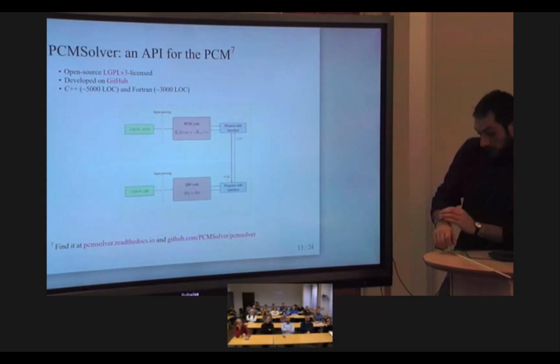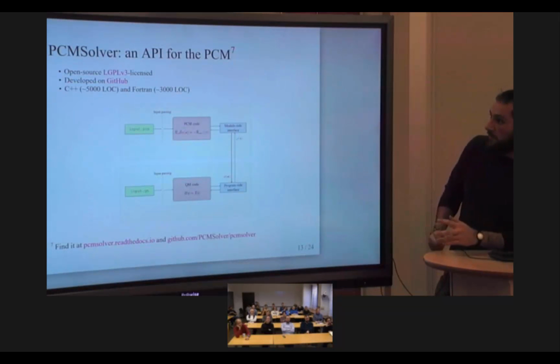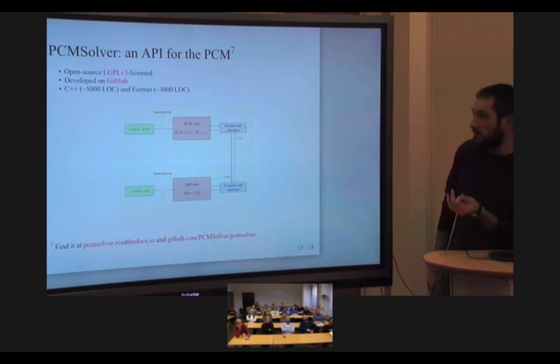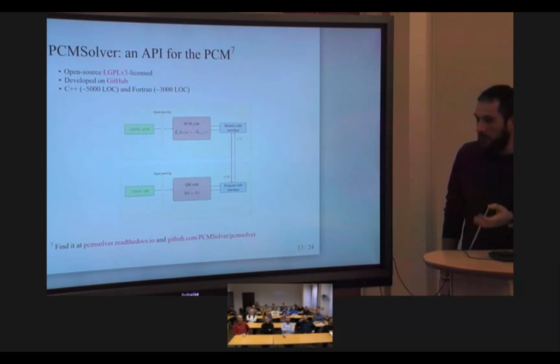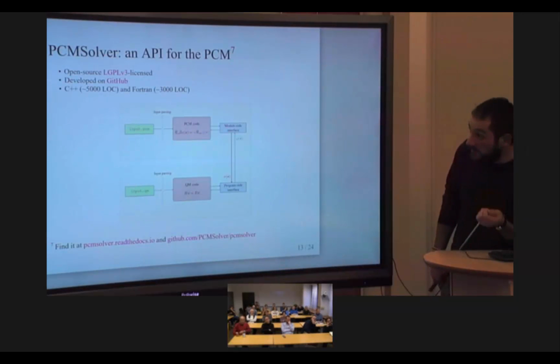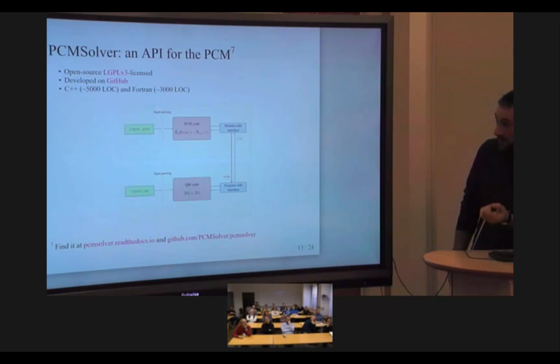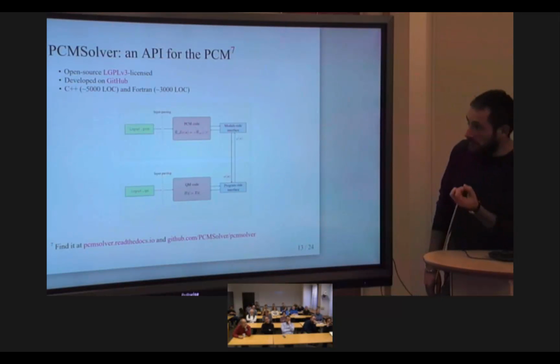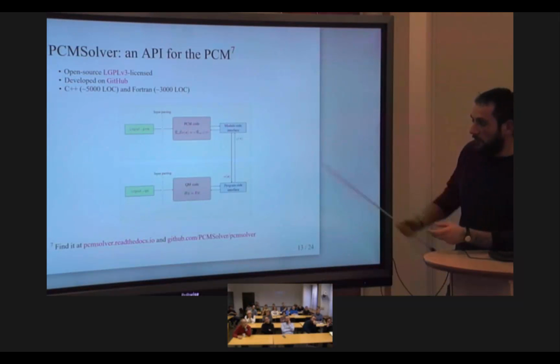So, and this is what we came up with for the PCM. The name is PCMSolver. It is open source licensed, LGPL version 3, and it's mainly developed on GitLab, but there's a front end on GitHub so that people can get the code directly from there. And it's synced with our publicly released version. It's, I would say, a rather compact piece of code, because it's 5,000 lines of C++ and circa 3,000 lines of Fortran.